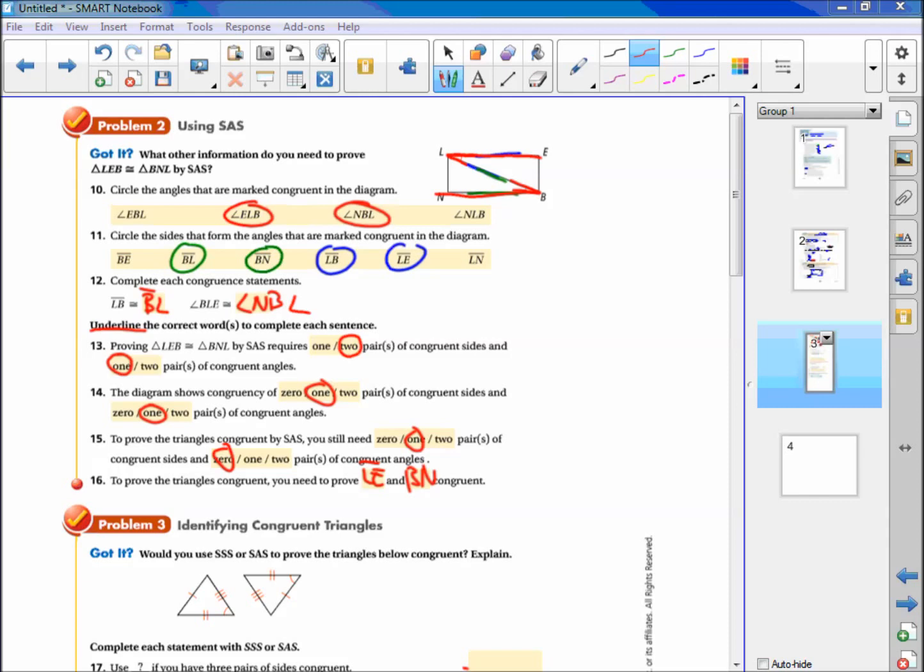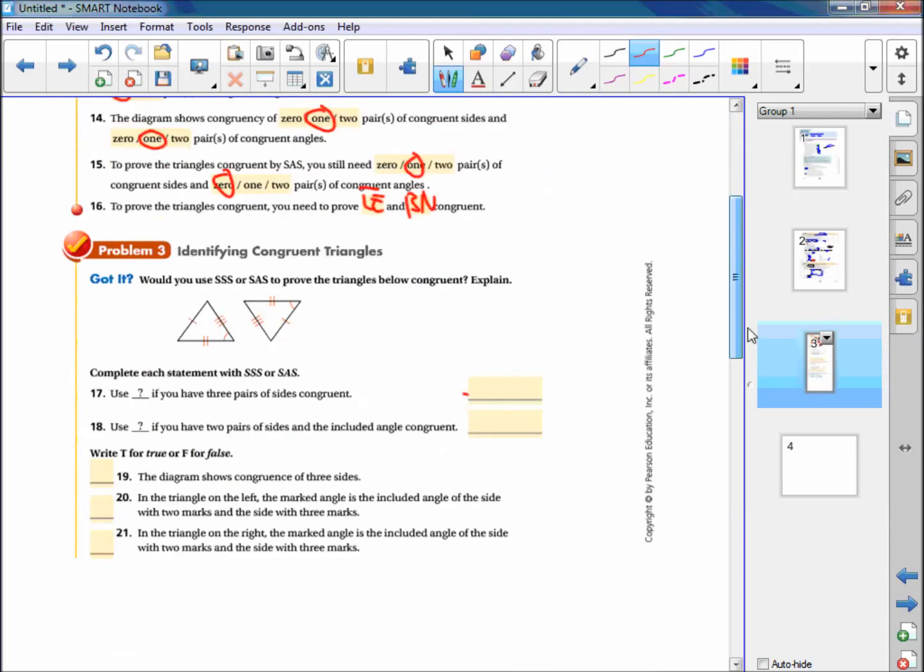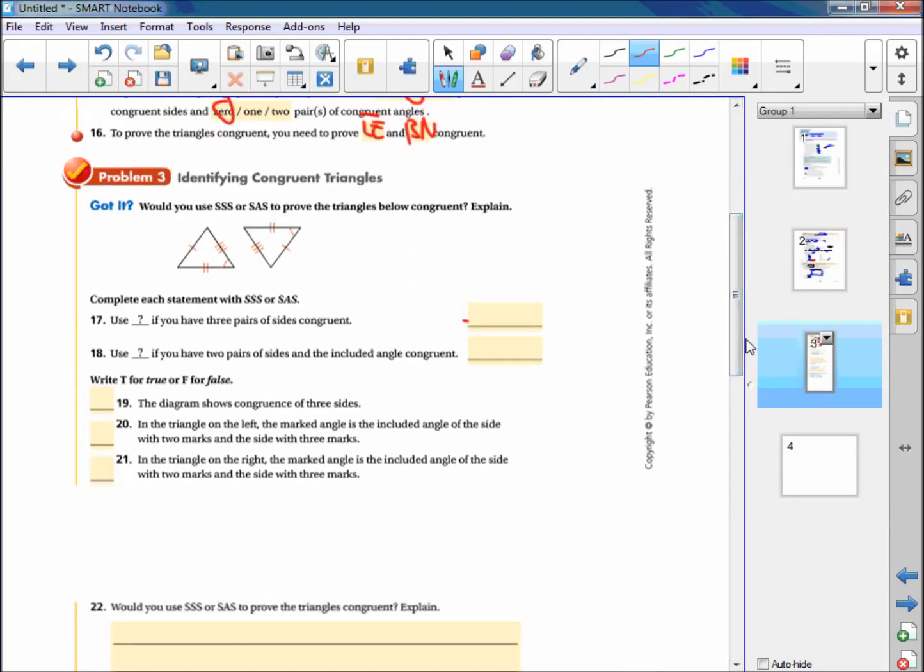All right, problem number 3. Identify congruent triangles here. So would you use SSS or SAS to prove the triangles below are congruent? We have to explain why. So complete each statement with either SSS or SAS. Okay, if you have 3 pairs of sides, well, that's this one, SSS, that's 3 pairs of sides, side, side, and side.